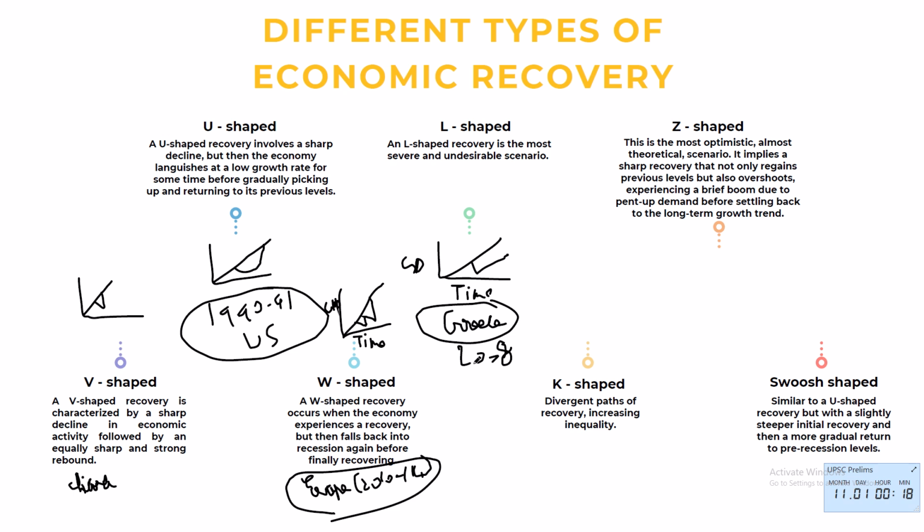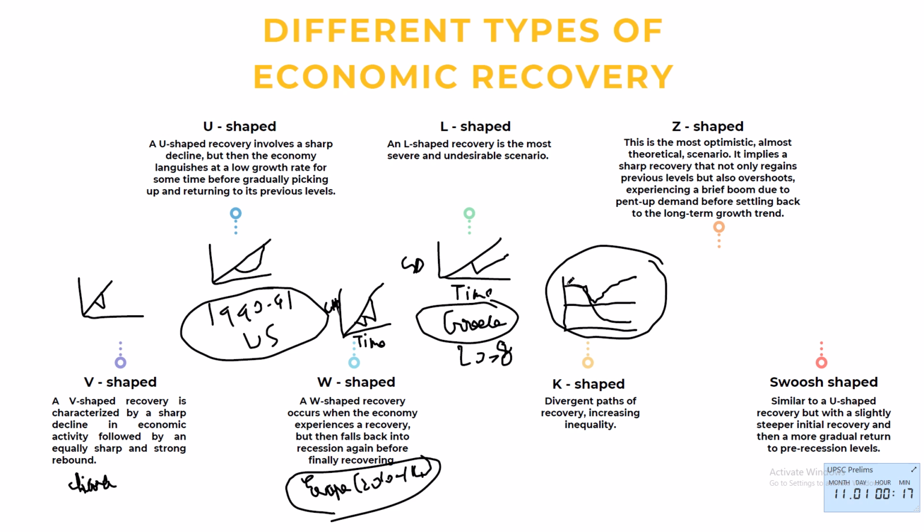Next one is K-shaped recovery. So this is quite a different shape actually. See, what happens is here, this is the average GDP of a country wherein few sectors go down and few sectors rise up. See, this actually is seen or can be felt in India as well in the recent past.